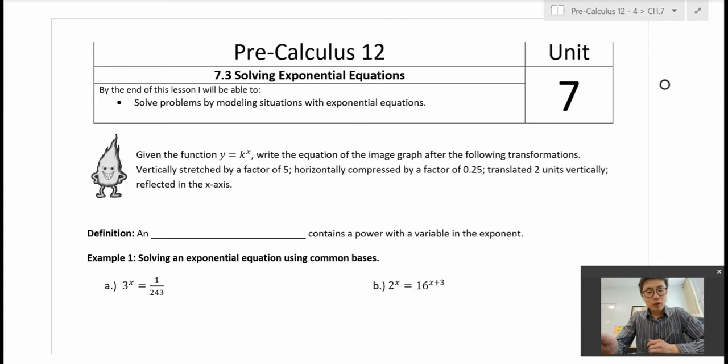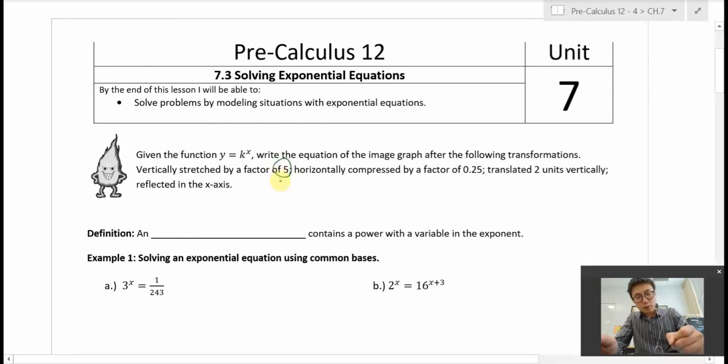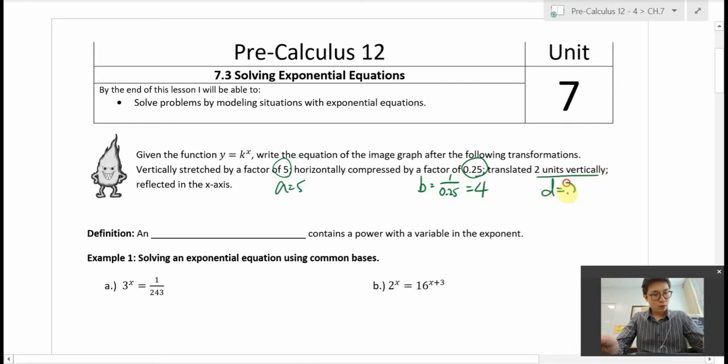It says, given the function y equals k to the power of x, write the equation of the image graph after the following transformations. It's been vertically stretched by a factor of 5. So this means a is equal to 5. It's horizontally compressed by a factor of 0.25. This means b is 1 divided by 0.25, which is 4. Translated 2 units vertically, so this is d equals 2.